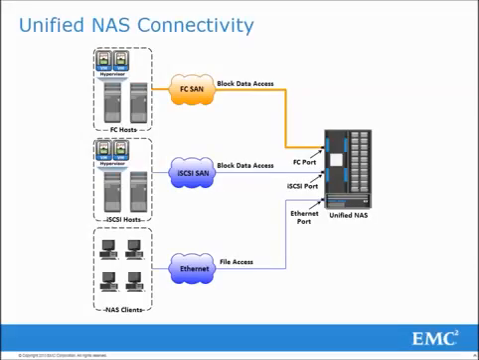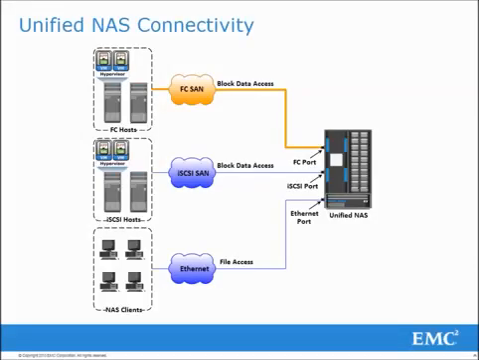Each NAS head in a unified NAS has front-end Ethernet ports which connect to the IP network. The front-end ports provide connectivity to the clients and service the file I/O requests. Each NAS head has back-end ports to provide connectivity to the storage controllers.